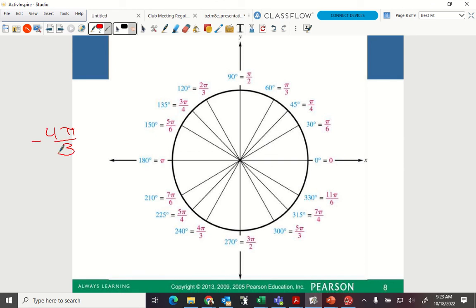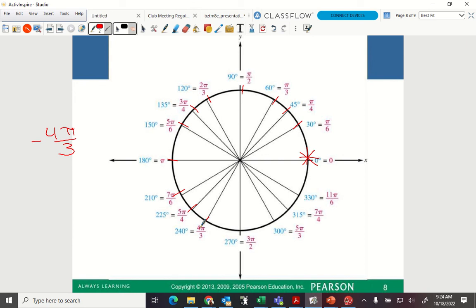So, we're always going to start right here. We're always starting right there. So, let's first go 4 pi over 3. I'm going to count over positive 4 pi over 3, okay? This is going to make your life a whole lot easier. Let's count. Count every step. 1, 2, 3, 4, 5, 6, 7, 8, 9, 10, 11.